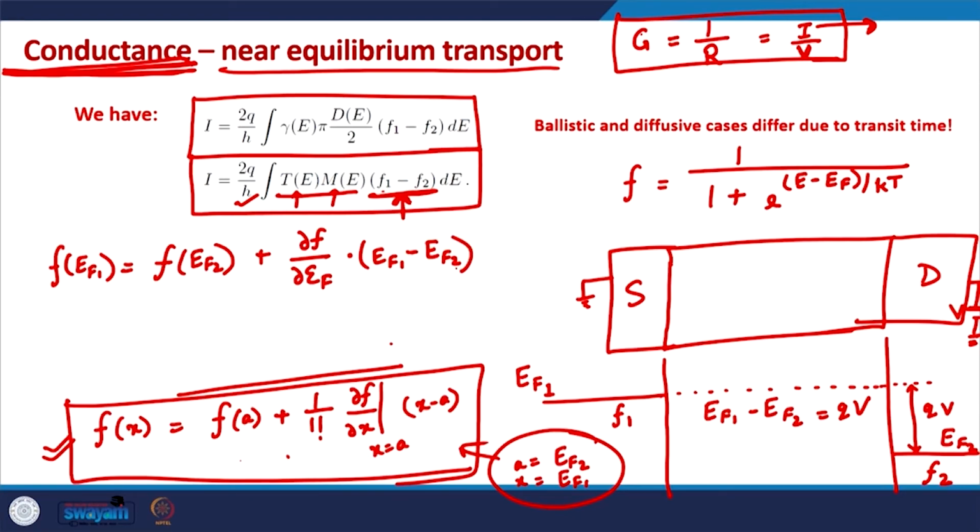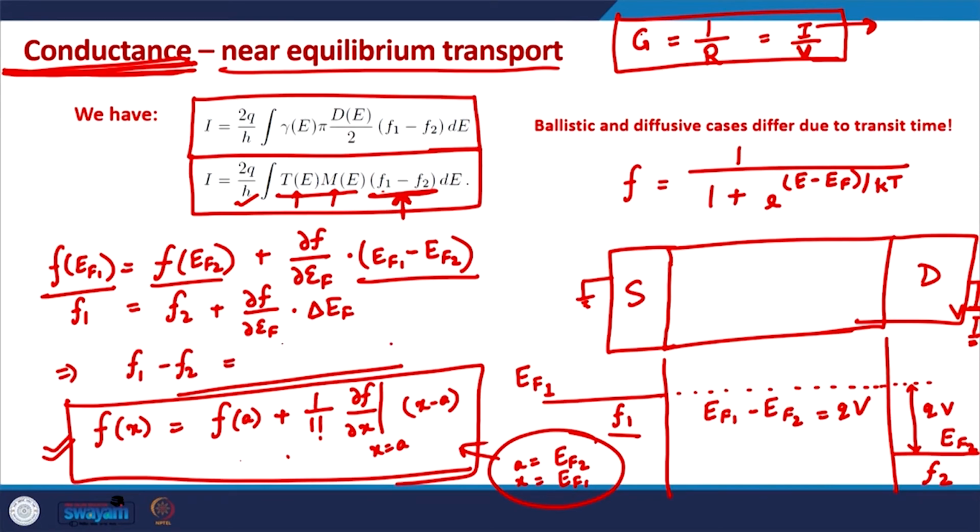Okay. So, this f of EF1 is essentially F1, the Fermi function of the source contact. This f of EF2 is the Fermi function of the drain contact. This is del f by del EF times delta EF, where delta EF is the difference between the source Fermi function and the drain Fermi function. So, this is what we have, and from here F1 minus F2 is equal to del f by del EF times delta EF. Okay.